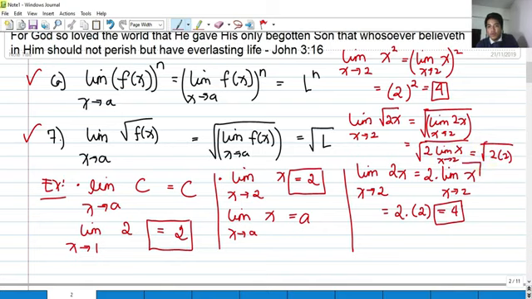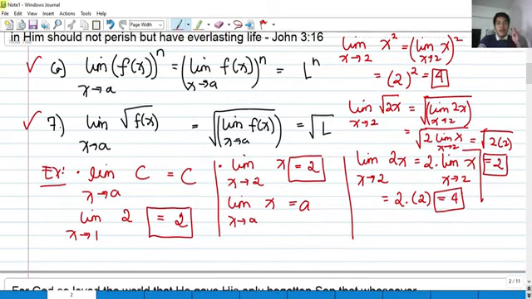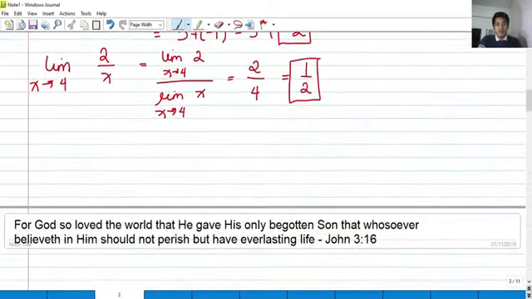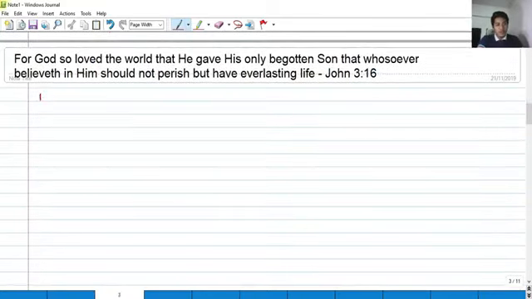Now, the square root of 4 would simply become equal to 2. Or we can simply substitute the value of a inside the radical sign, in our x, and evaluate the limit. Now let's try to solve some problems involving limits.